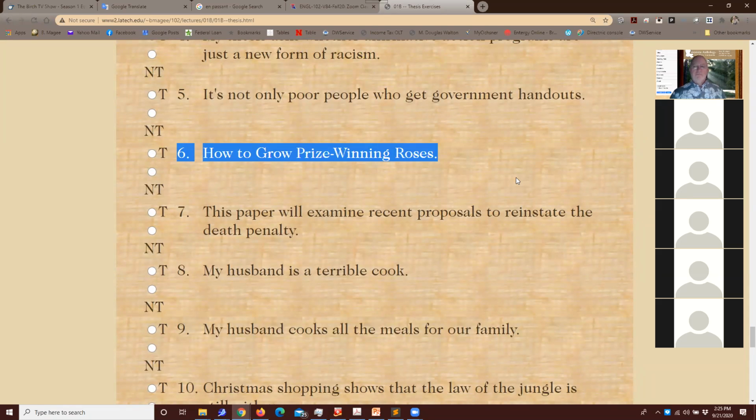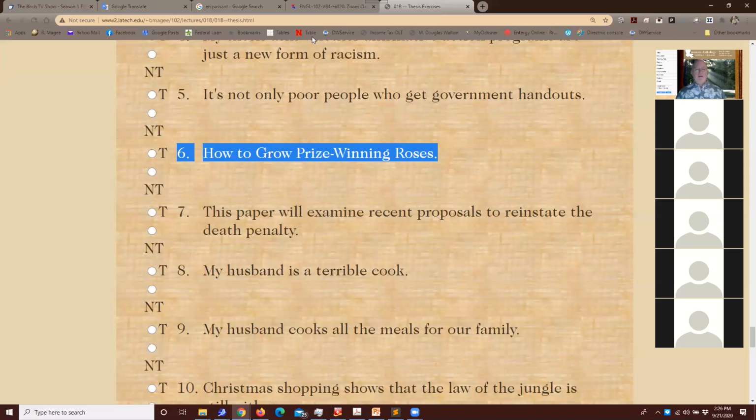How to grow prize-winning roses. I believe that is a thesis statement, correct? First, is it a sentence? Yes, it is a sentence. Where is the verb? "How to"? Well, "to grow" is an infinitive, which can't govern a whole sentence. Does that make sense? Yes. You know, we do have occasions like "to be or not to be," but we wouldn't consider that a sentence either.